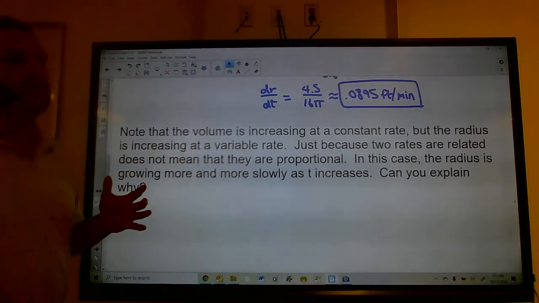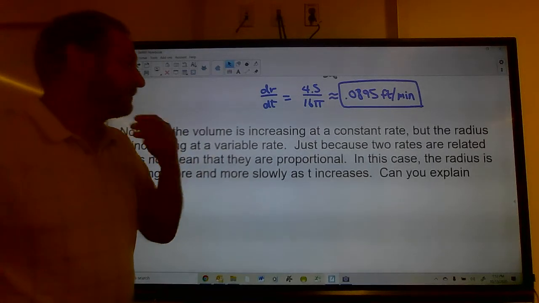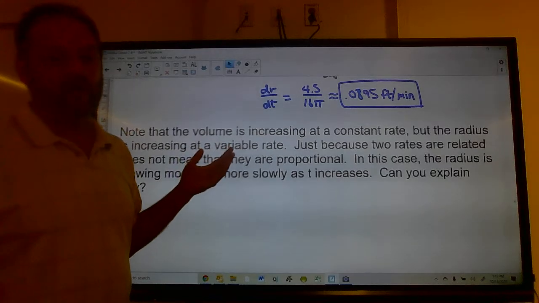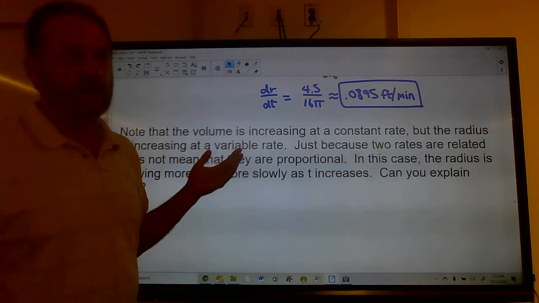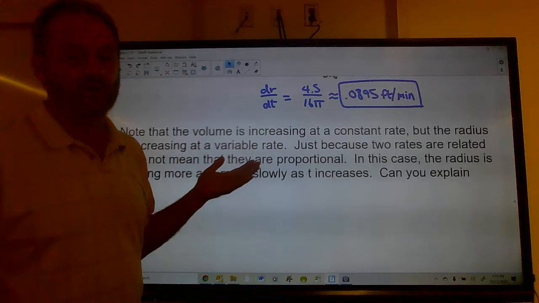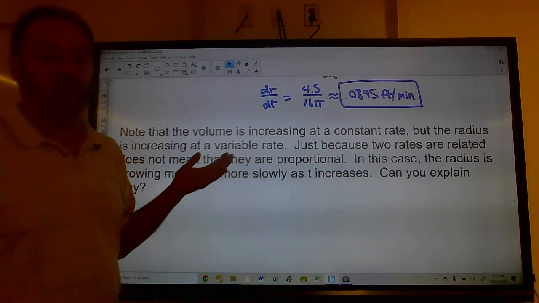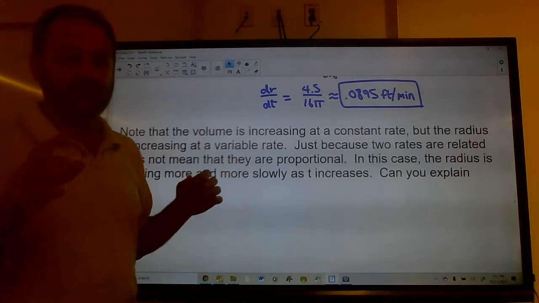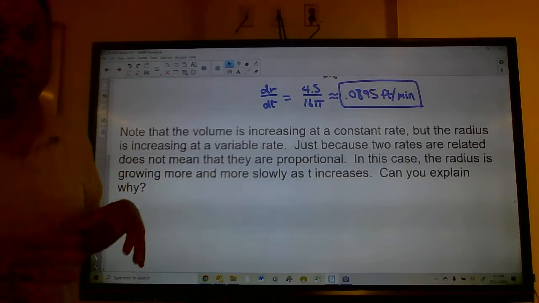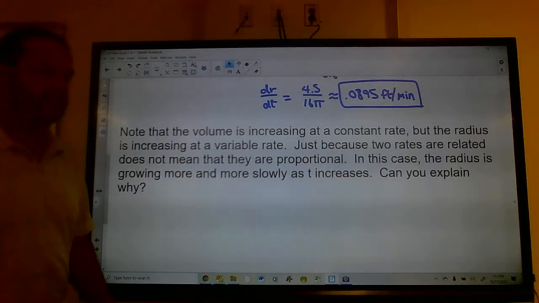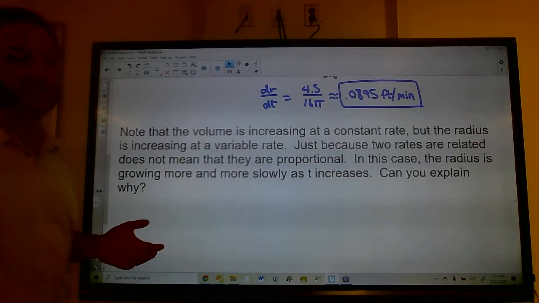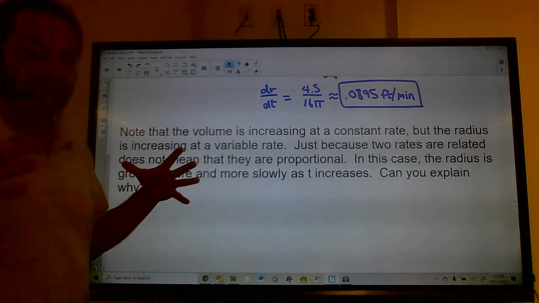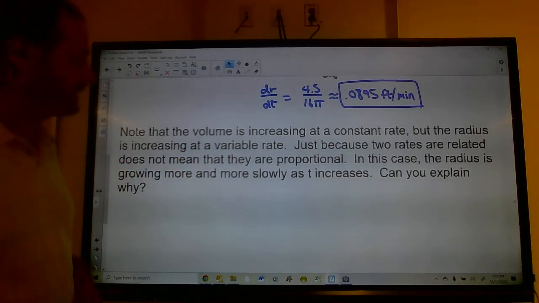So just because you pump in, say, 4 cubic feet of air at one point and it makes the radius change by, say, an inch, that doesn't mean that it's always going to change by an inch. As it gets bigger, the radius change is going to get smaller. So if I pump in another 4.5 later, it's not going to increase an inch. It's going to increase less than that. And if you think about it, it makes sense because the volume is getting bigger faster than the radius is.